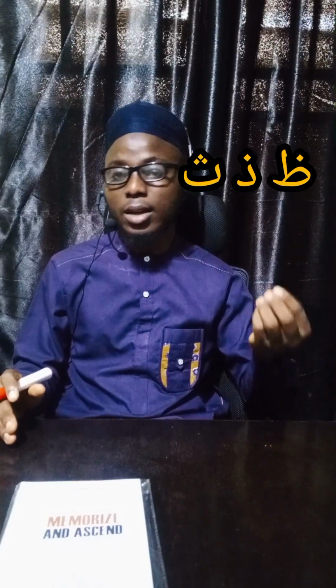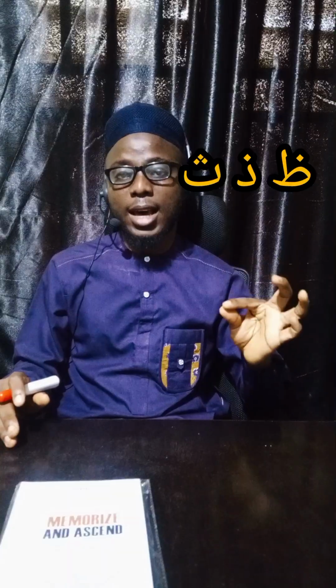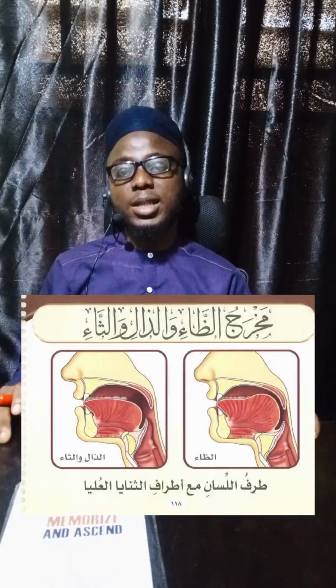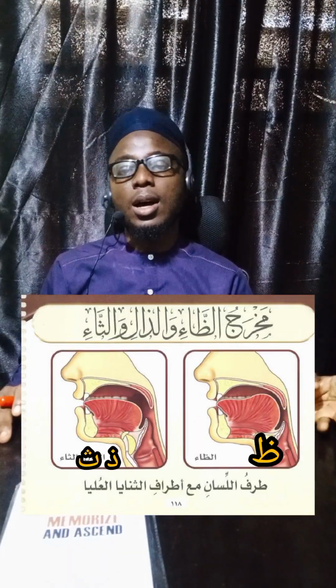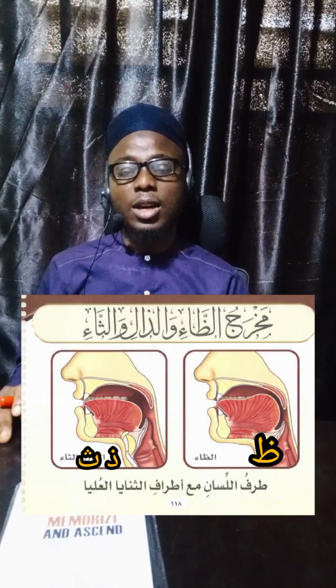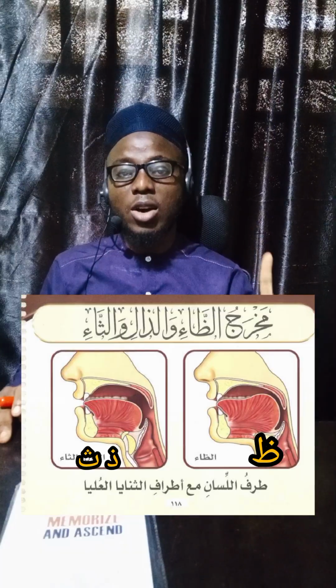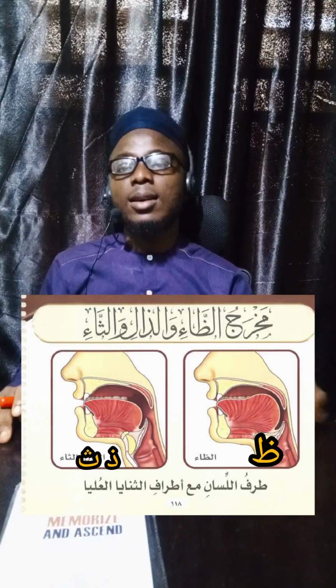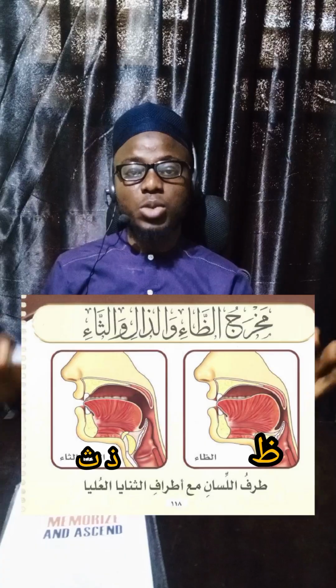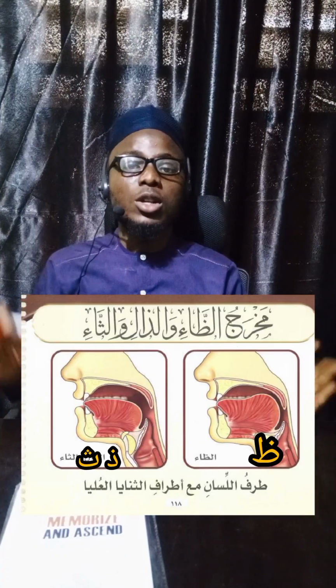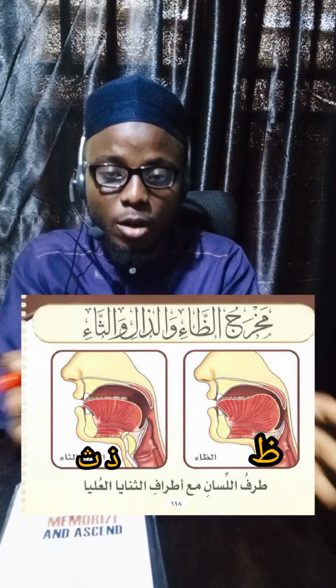The same thing applies to what we're going to take today: the letters Dho, Dhal, and Tha. Once again, Dho, Dhal, and Tha. In the picture, Dhal and Tha will be together and Dho will be separate, because when you say Dho, the back of the tongue is raised. However, when you say Dhal and Tha, the tongue is flat. So that is why you see their pictures separately. Let's get into it.